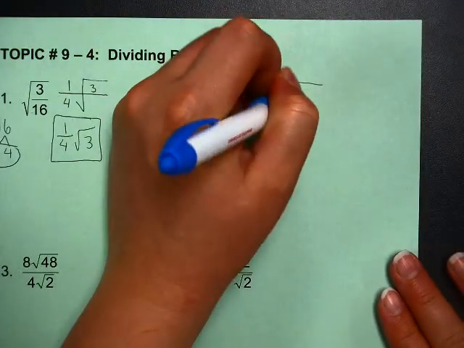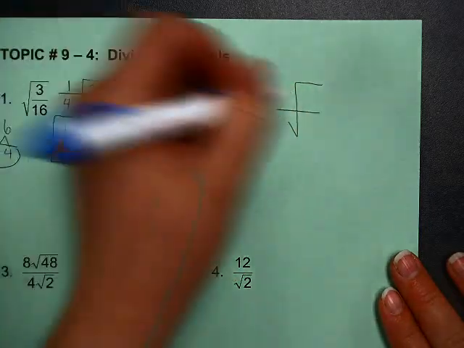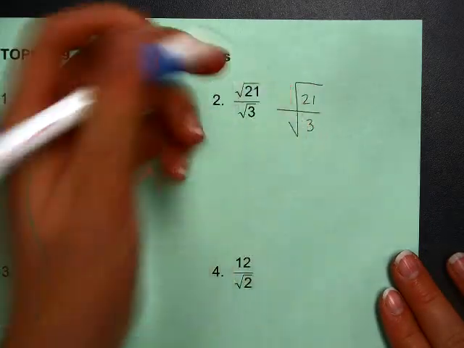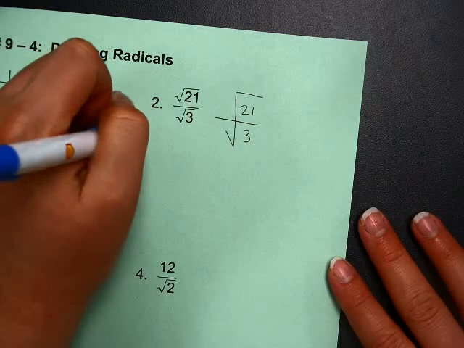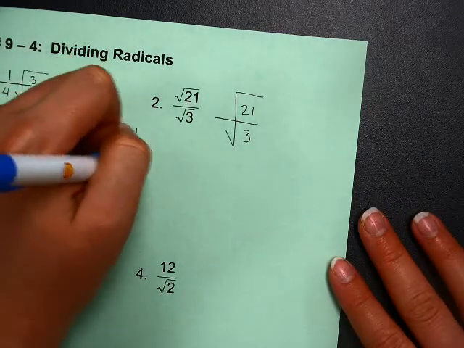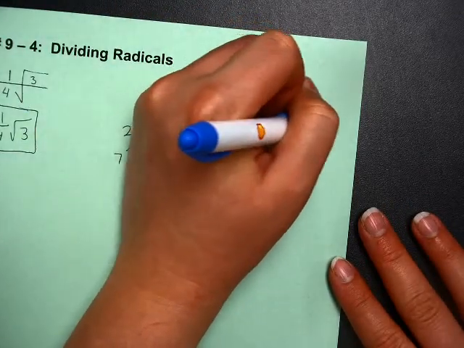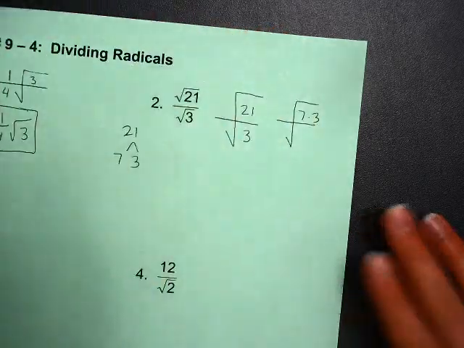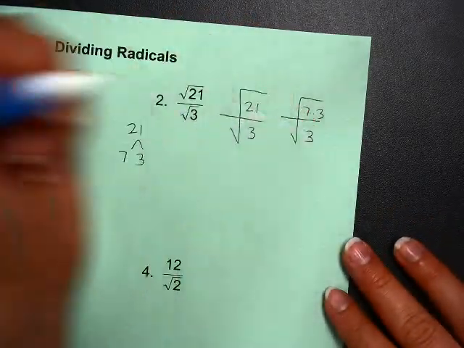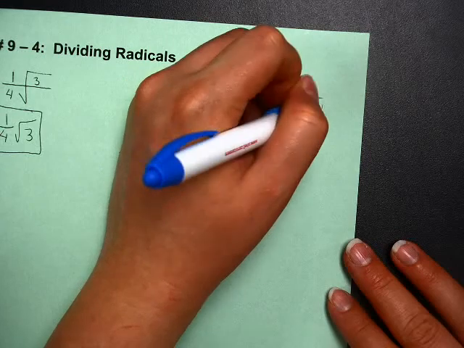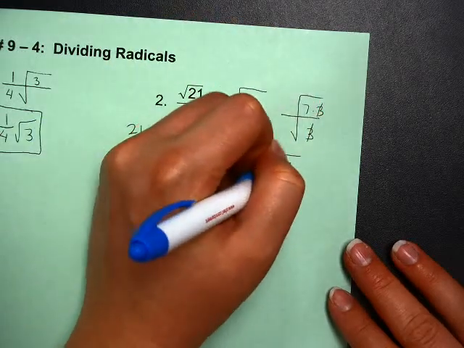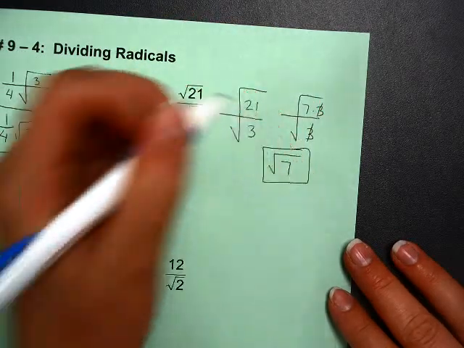Okay, so this one, I need to do my big radical. So I have 21 over 3. 21 is 7 times 3, so I'm going to rewrite it. 7 times 3, and 3 doesn't break down anymore. So I'm able to cancel again like I did last time. So I have a square root of 7 as my answer.